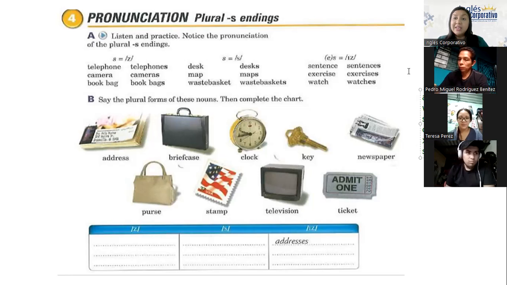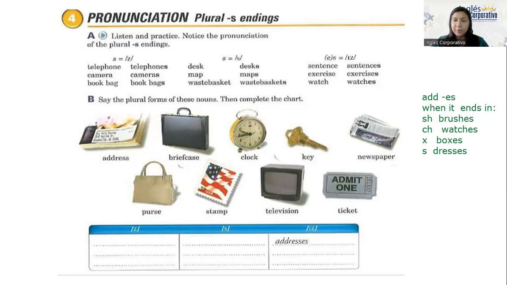O cuando termina en O. Ok. Por ejemplo, les voy a dar otro ejemplo. Espérenme, quiero pensar en alguna palabra, un objeto que termine en O. A ver si me ayudan. Porque ahorita no recuerdo.